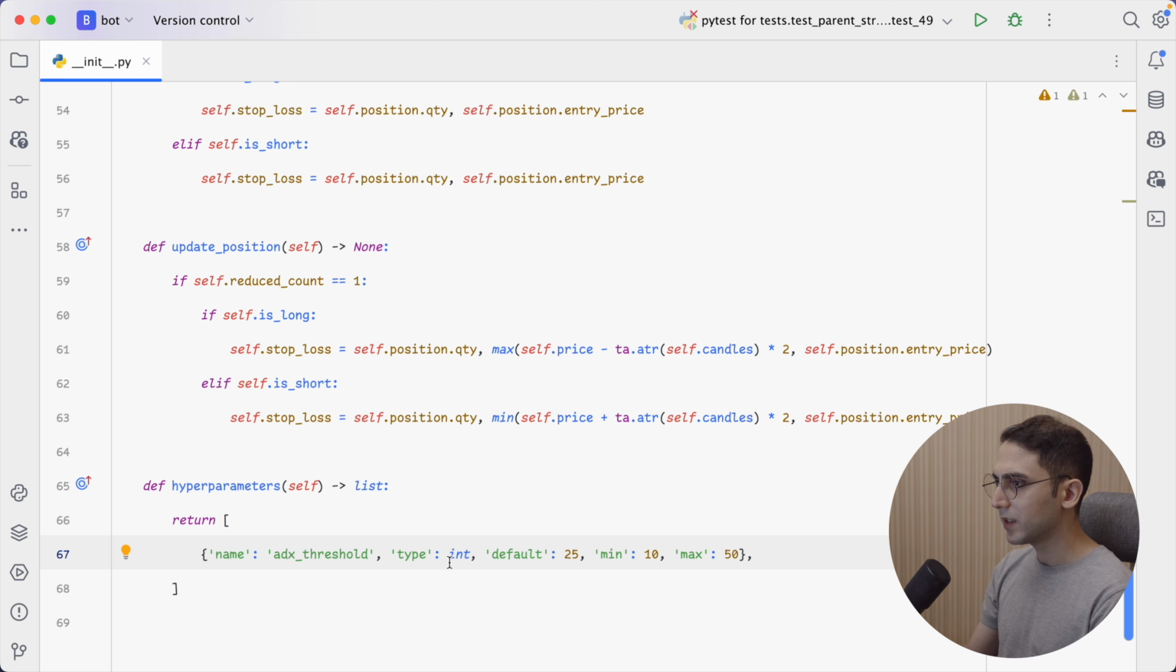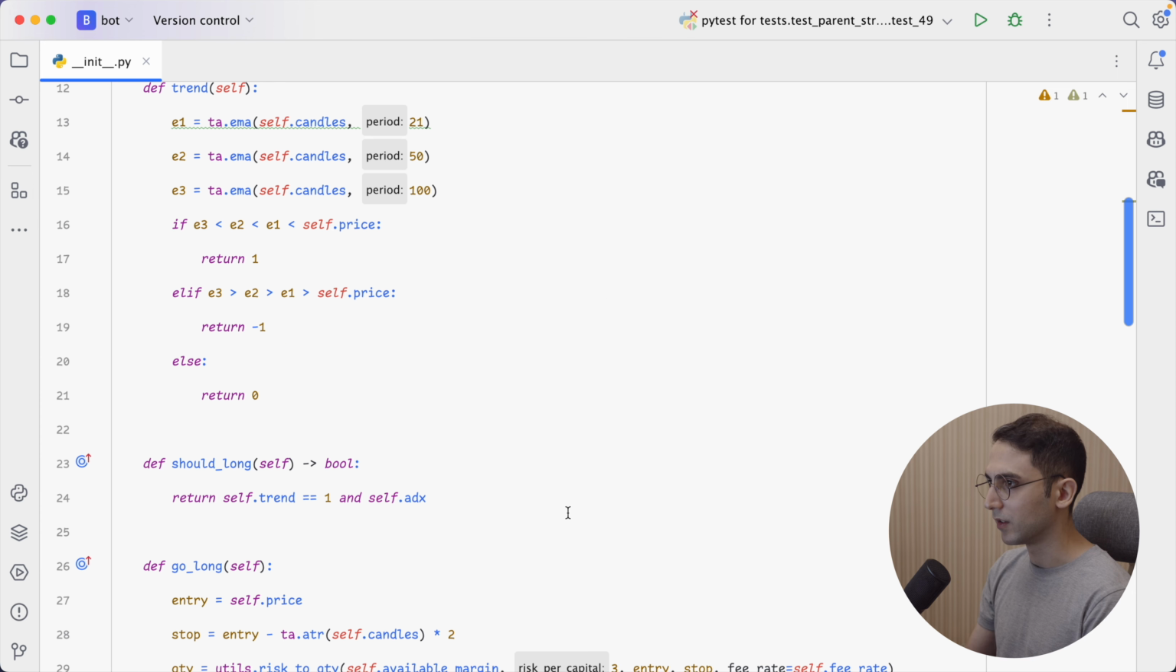Now for ADX, the type of int is fine. The default value of 25 is also fine. The minimum of 10 and max of 50. It actually looks perfect. Okay, so let's go back and continue.